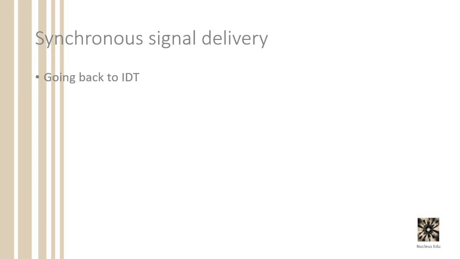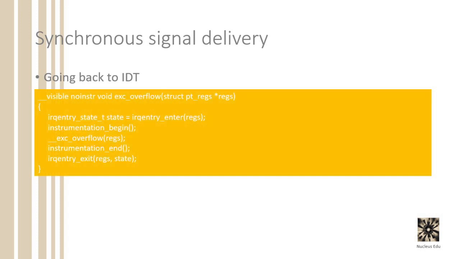So now the signal has been generated, and it has been added to the sig queue of the task pending structure. You would know what I'm talking about if you had seen the first video of the series. And coming back to the IDT, as I mentioned, we just covered the exec overflow, and now it's time for delivery. And for synchronous, it's happening right after that.